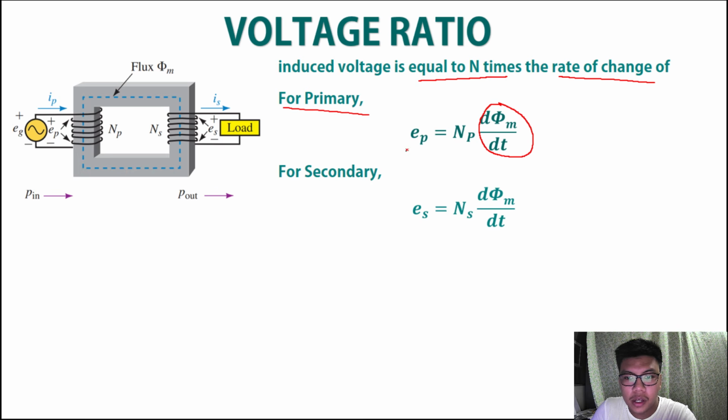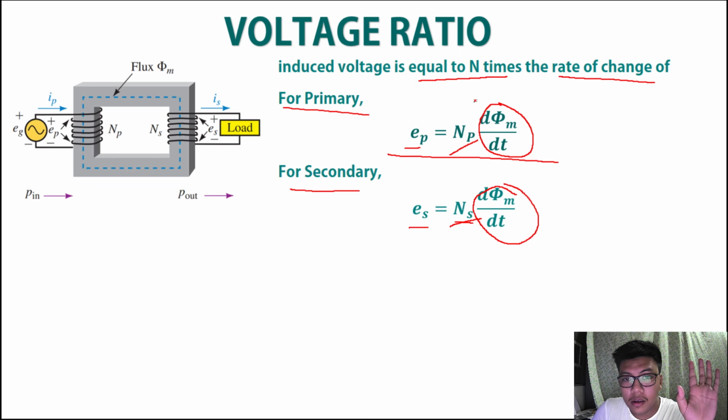So for primary, ito siya. E sub P is equal to N sub P times the rate of change of flux. Then for secondary, that is E sub S is equal to N sub S times the rate of change of flux. So kung napapansin, ang pinagkaiba lang natin ay yung number of turns. Kung ginamit mong number of turns ay yung turns ng primary, you obtain the induced voltage in primary side. Kung sa secondary naman, then sa secondary side yung makukuha mo.